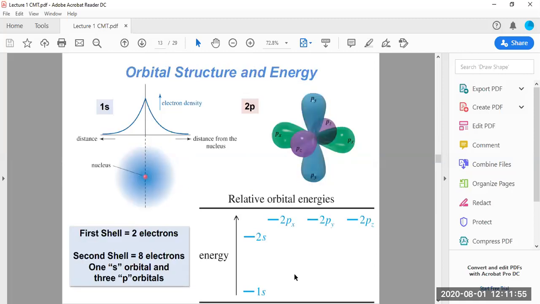So with orbital structure and energy, you don't really go into this a lot in organic chemistry 1, but it's more prevalent in organic chemistry 2. So I won't really touch on this, but as it comes up later on, we will touch more on this.